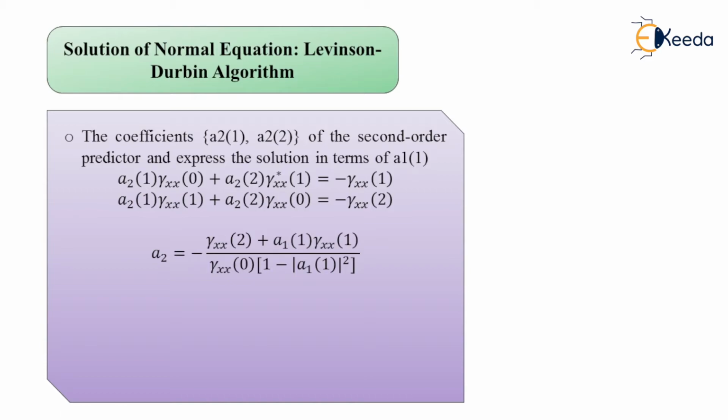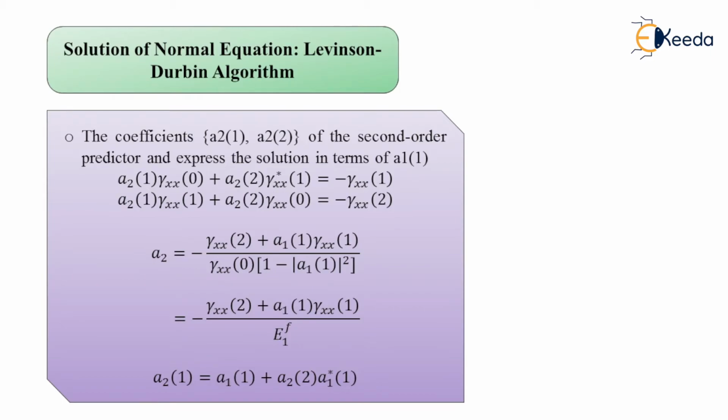In order to have elimination of gamma suffix xx of 1, we obtain the solution in this form for the current case: a2 of 2 is equal to minus gamma suffix xx of 2 added by a1 of 1 multiplied by gamma suffix xx of 1, divided by capital E suffix 1 f here. So here we have the relationship a2 of 1 is equal to a1 of 1 added by a2 of 2 multiplied by the conjugate of a1 of 1. So in this order we have obtained the coefficients of the second order predictor only.